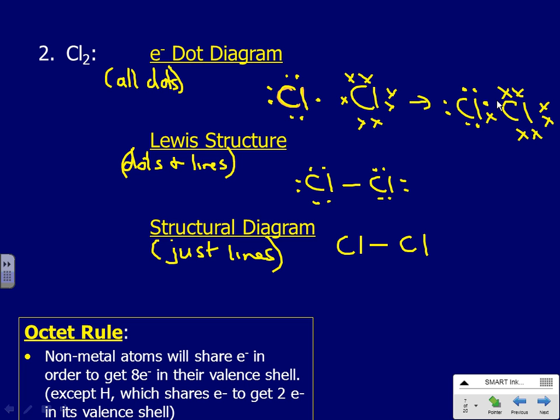Non-metal atoms will share electrons in order to get 8 in their valence shell. The exception is hydrogen. It'll share to get 2. It's called the octet rule because they tend to make bonds such that they have 8 electrons around them. And that's a check. You should always be doing 2 checks: total electrons and the octet rule. And that will determine whether you have a good Lewis structure or not.